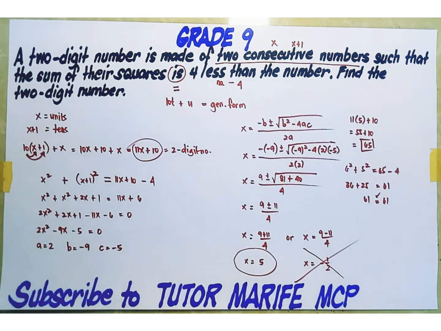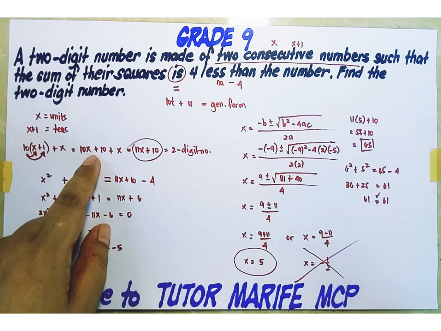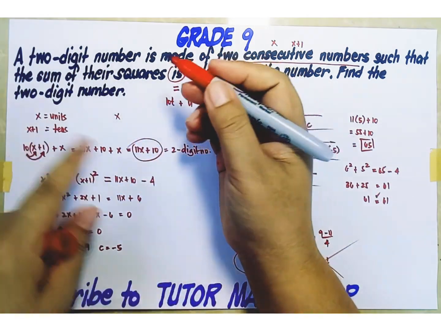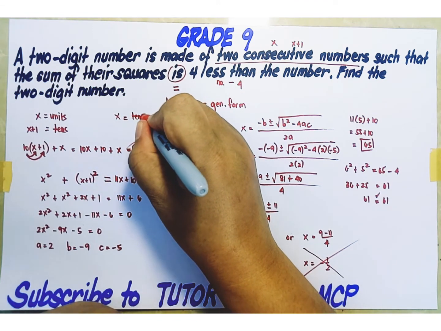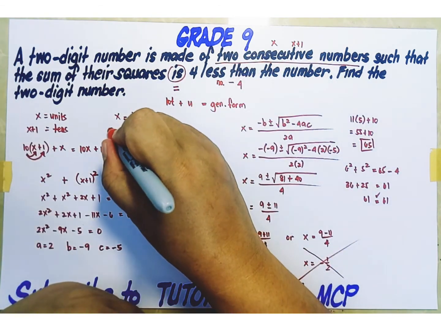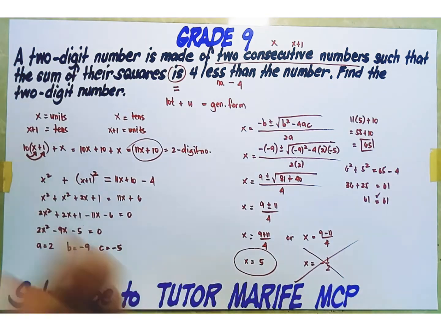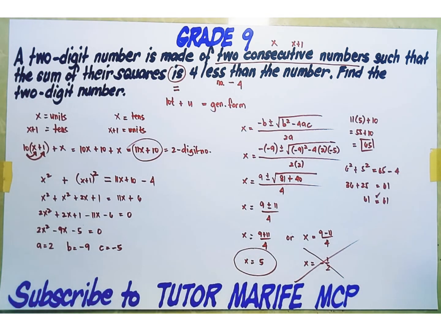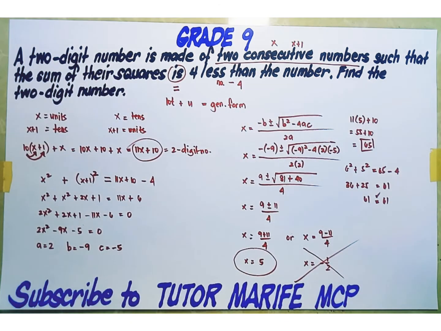There are two possible answers for this problem. The other answer can be solved by interchanging the representations. Instead of x equals the units digit, let x be the tens digit and x plus 1 be the units digit. And then solve for x. You will get another answer that will satisfy this statement. Okay? I'll leave that to you as your practice problem. This is all for this problem.